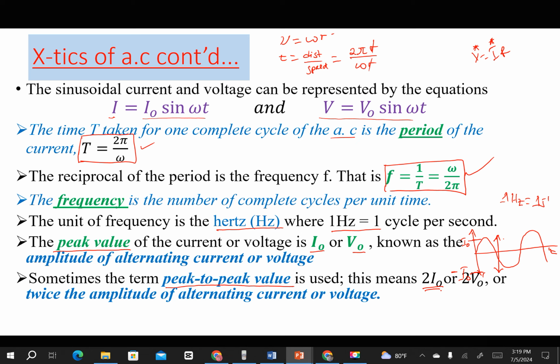These are some of the characteristics of alternating current. We have mentioned it has peak values, it has angular frequency, and it varies sinusoidally. We have talked about the period and we have talked about the frequency.